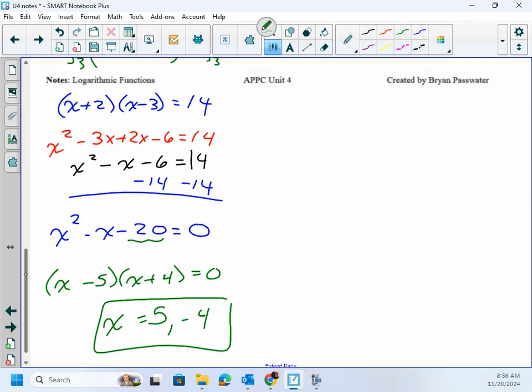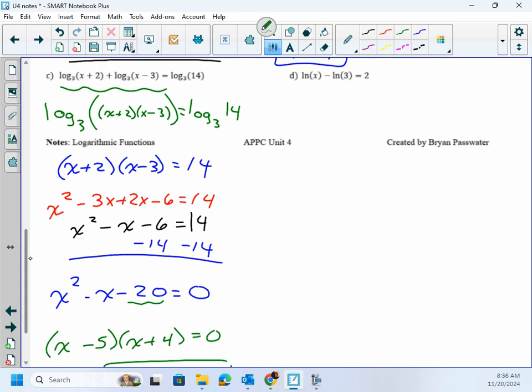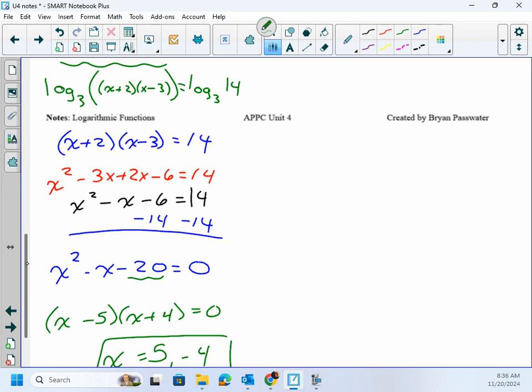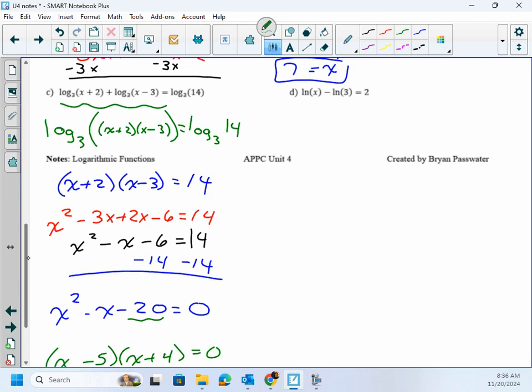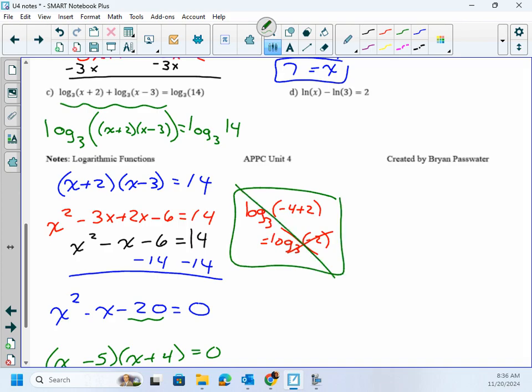Again, go back to the original problem. Here's my original problem. If I plug in 5, 5 plus 2 is good, 5 minus 3 is good. I have to plug in negative 4. Negative 4 plus 2 is not good. Negative 4 plus 2 does not equal a positive number. Log base 3 of negative 4 plus 2 is the log base 3 of negative 2, which you cannot do. So this whole thing is out.